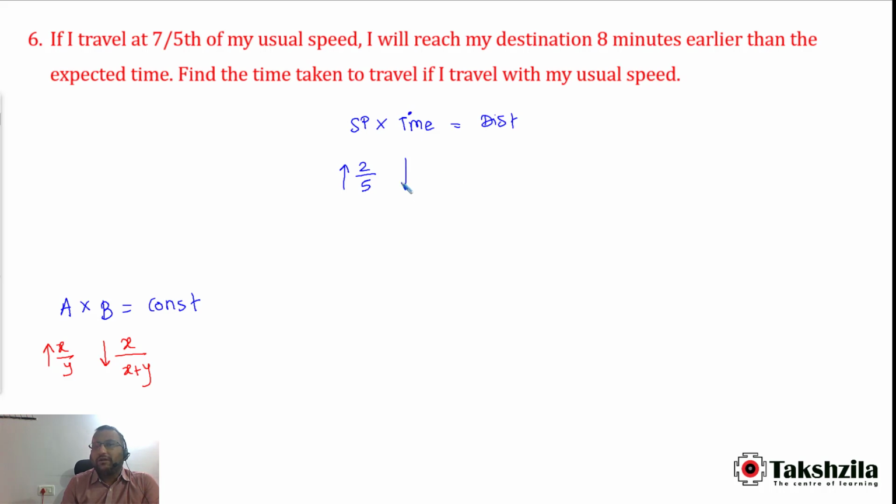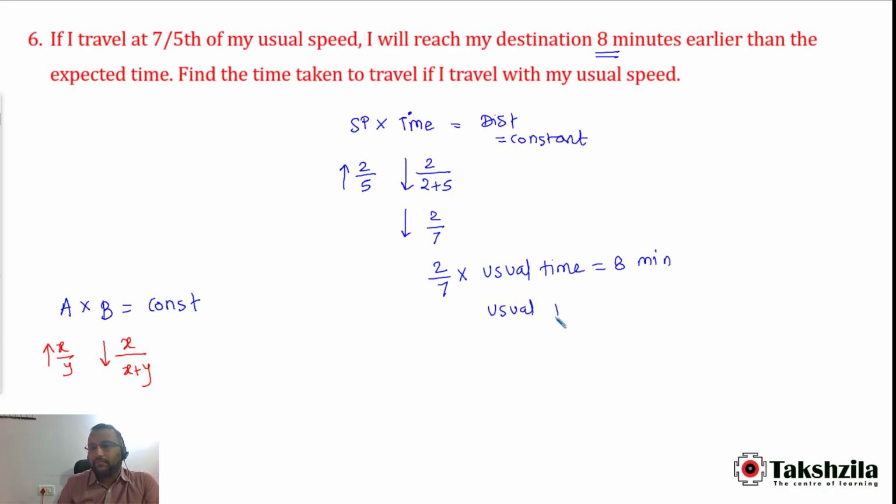So my travel time will decrease because distance to be traveled is constant over here. So my travel time will decrease by 2 divided by 2 plus 5, that is 2 divided by 7. The decrease in travel time is 8 minutes. So from this we can conclude 2/7 of usual travel time is equal to 8 minutes. So the usual time, if we travel with the usual speed, is 7 into 4, 28 minutes.